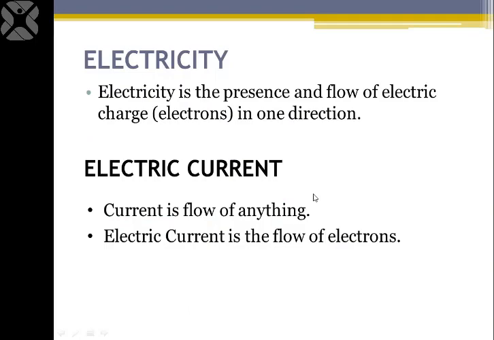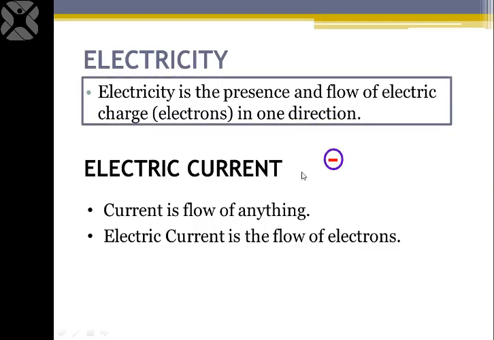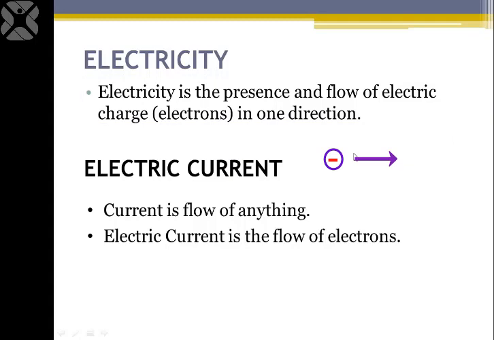Now as we have studied what electrons and negative charge are, we can move to the concept of electricity. Electricity or electric current is known as the flow of electrons in one direction, where electric stands for electrons and current stands for flow. So together we define them as the flow of electrons.